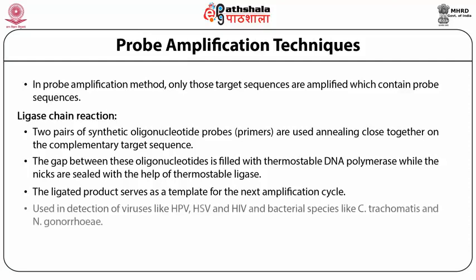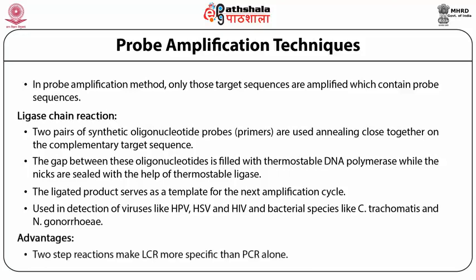This technique is used in the detection of viruses like human papillomavirus, herpes simplex virus, and HIV, and many bacterial pathogens like Chlamydia trachomatis, Neisseria gonorrhoeae, etc. The major advantage is that it is a two-step method, and thus it is more specific than PCR used alone.